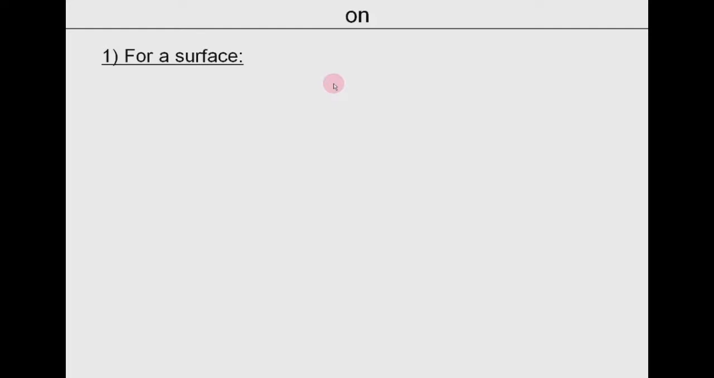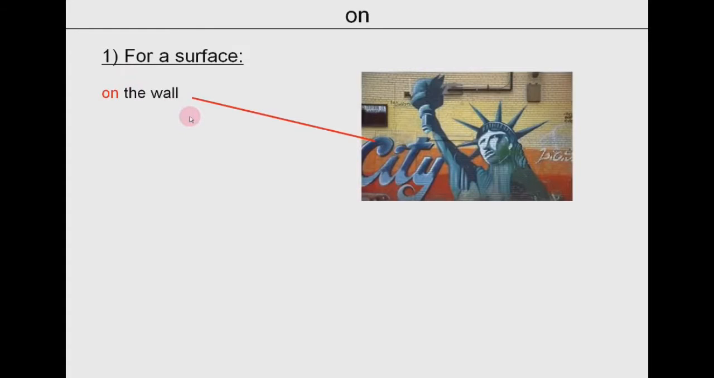Well, the main use is when something is on a surface. So, for example, on the wall. And this is an example here. For example, we can say there is some graffiti on the wall. Or we could say there is a photograph on the wall.